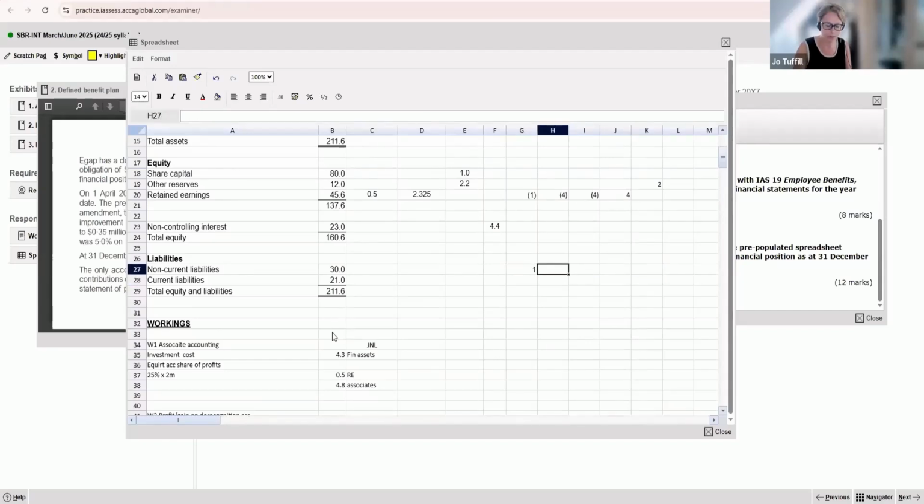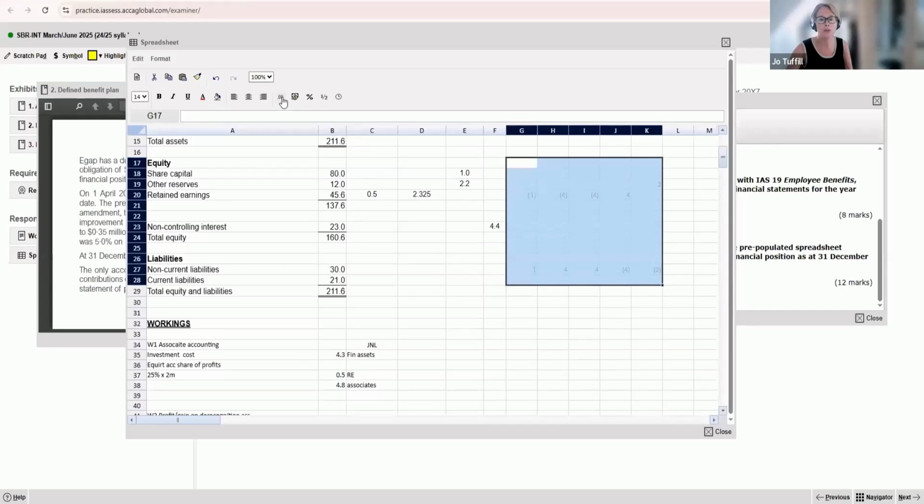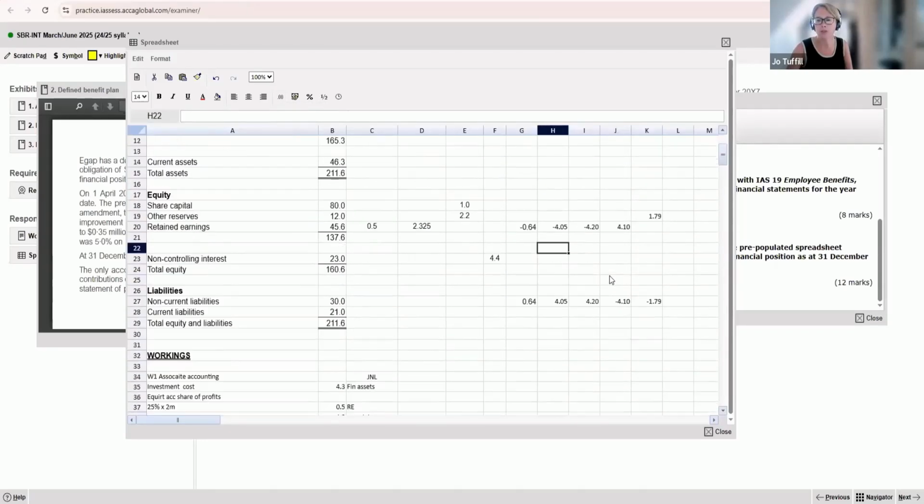Doesn't seem to be working. So I'm going to have to do it by hand. Or maybe if I pull it across, that might work. And that's all the adjustments through. And now I don't know why we can't see them, so let's just make sure we can see them all properly. So that's all the adjustments done for the pension.